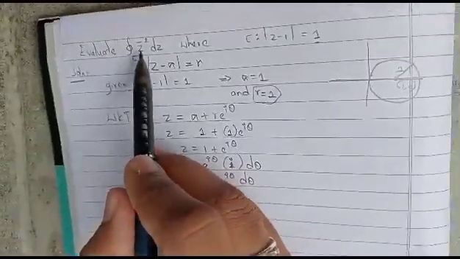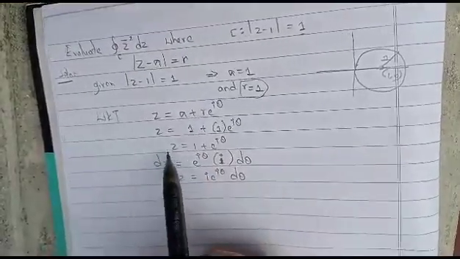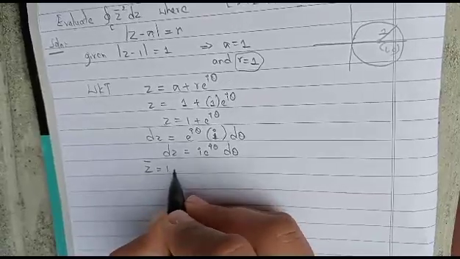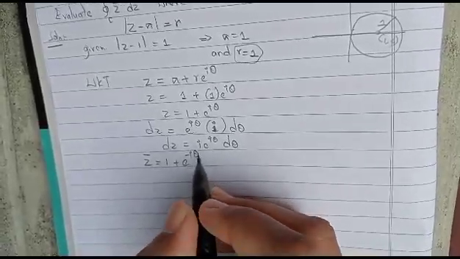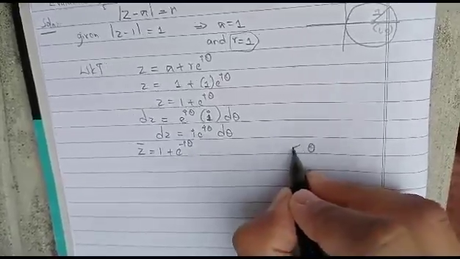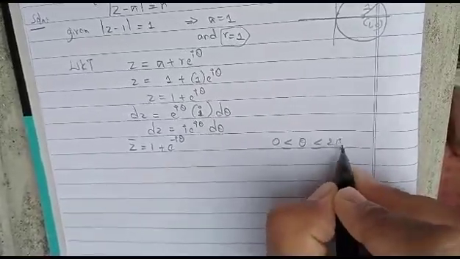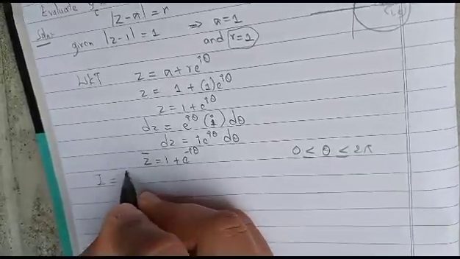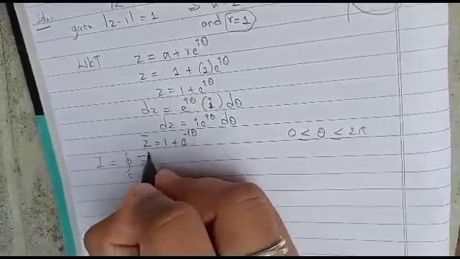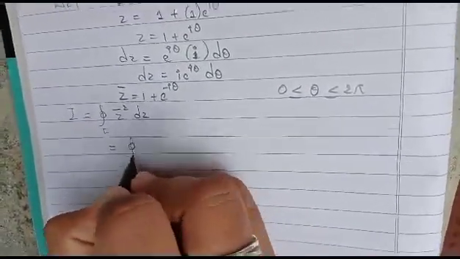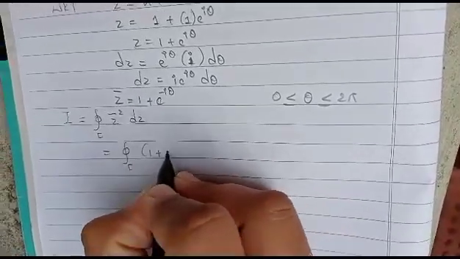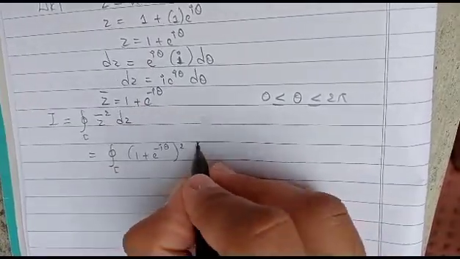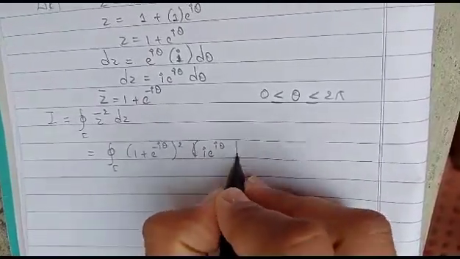In the question they have given z bar. It is the conjugate of z. Then it can be written in the form of z bar equal to 1 plus e power minus i theta. Okay. Here theta varies from 0 to 2 pi. Let us consider the integral. Let I equal to closed integral C z bar square dz. Closed integral z bar is 1 plus e power minus i theta whole square and dz is i e power i theta d theta.